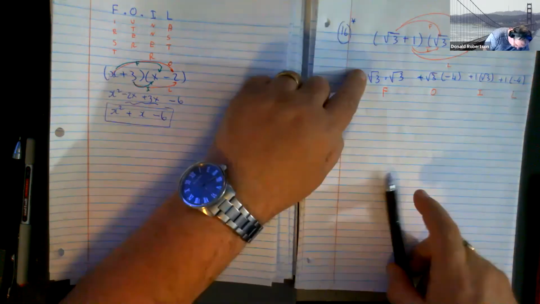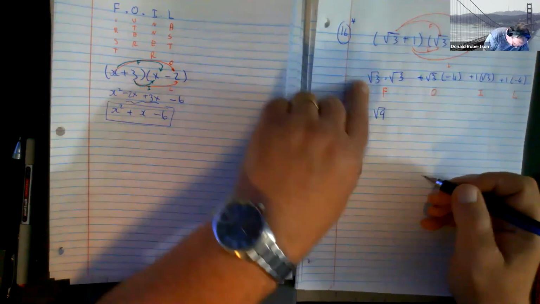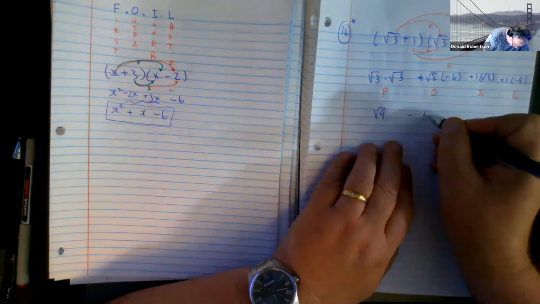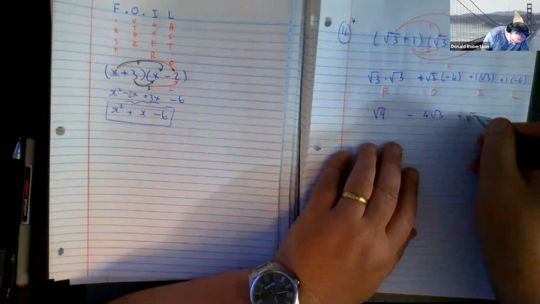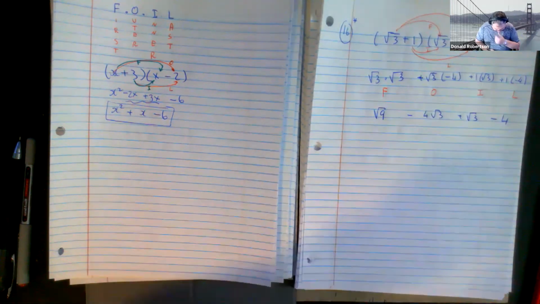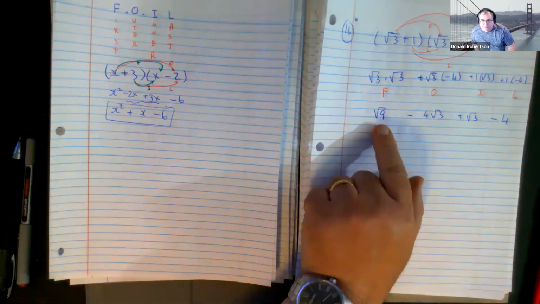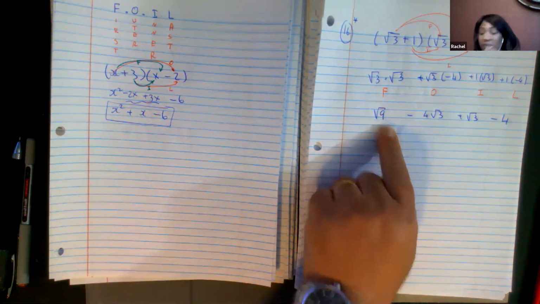Right, the square root of 3 times the square root of 3 gets me square root of 9. That guy there just gets me negative 4 square root of 3's. That guy there just gives me 1 square root of 3. And these two guys then give me negative 4. Anything we can do about the square root of 9 that might help us? Make it a 3. Okay.